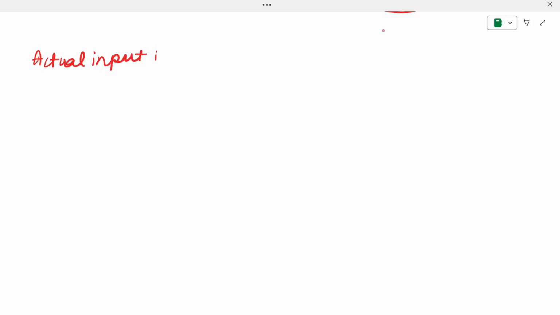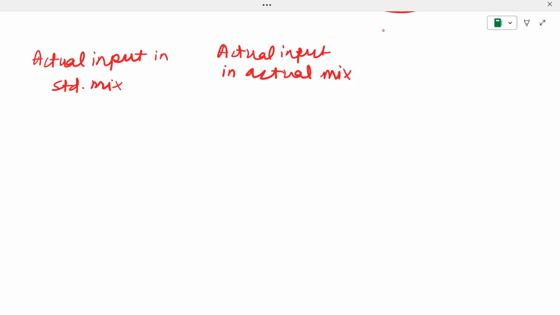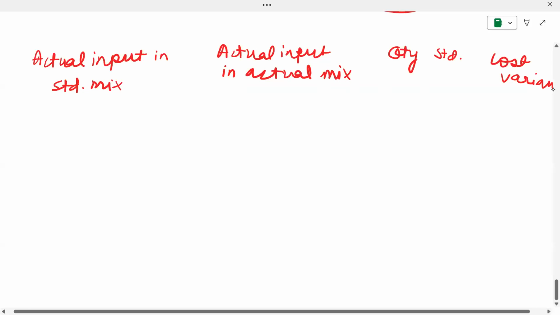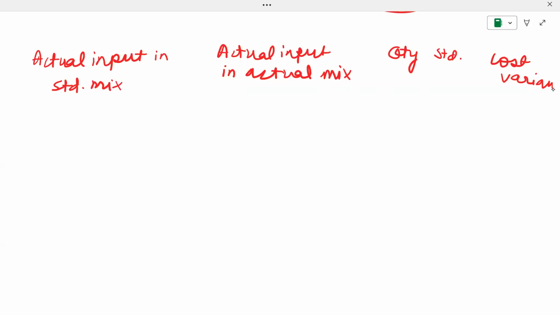Actual input in standard mix. And then you see the actual input in actual mix. And then you see the quantity variance. And then you multiply that by the standard rate per kg, and then you get the cost variance. So this is how the formula goes, but I'm going to explain it to you in a manner that hopefully you do not feel the need to remember the formula.